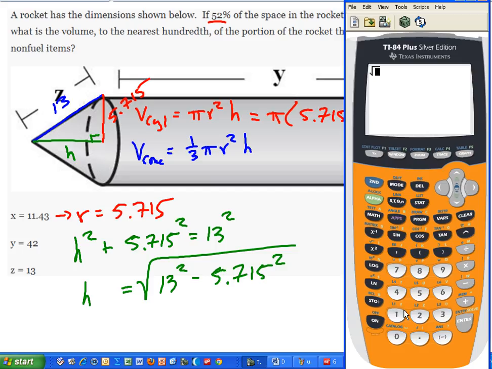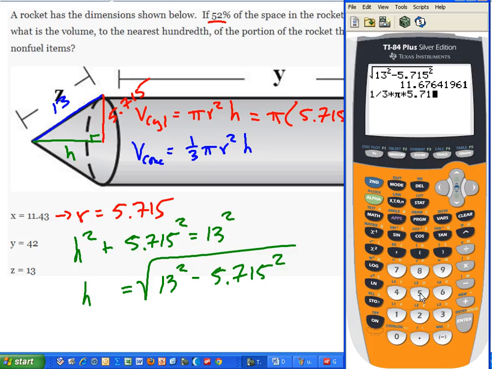So let's go ahead and get the volume of the cone then while we're at it. So we need 1/3 times pi times r, 5.715 squared, times that, times h. But we already calculated that. It's right there. We'll just go grab it. And there's the number for the volume of the cone.